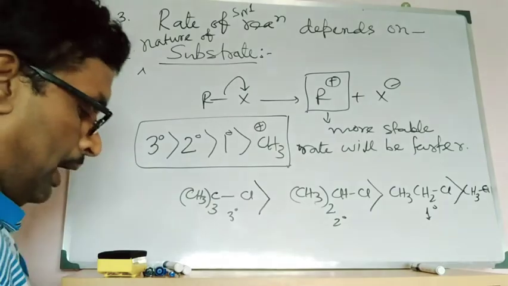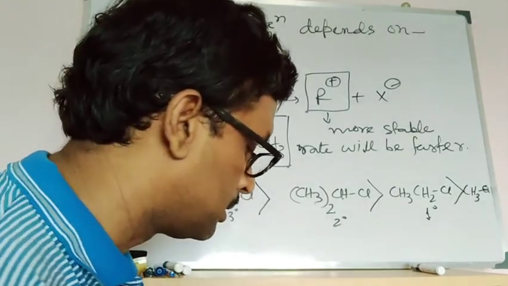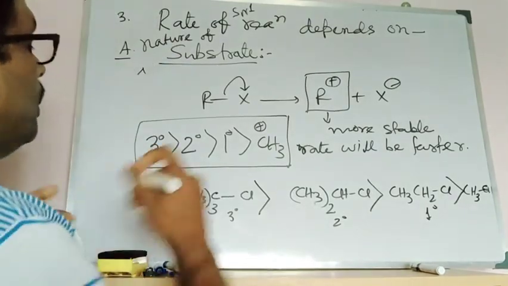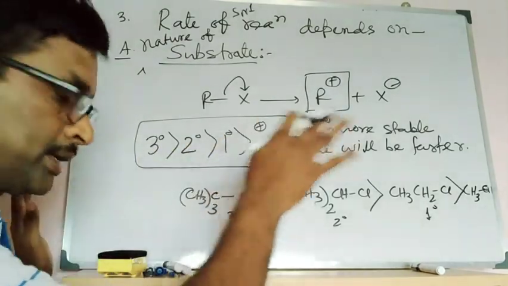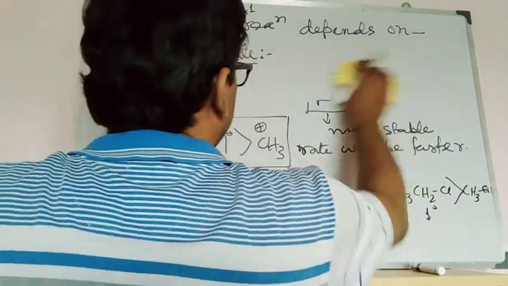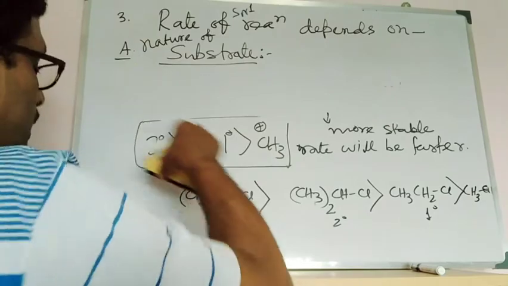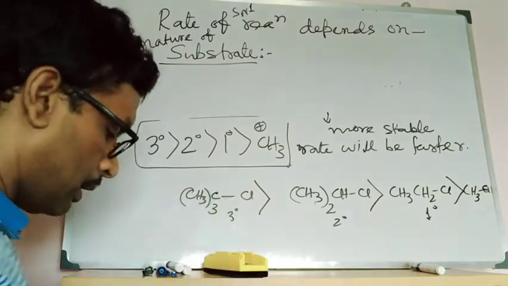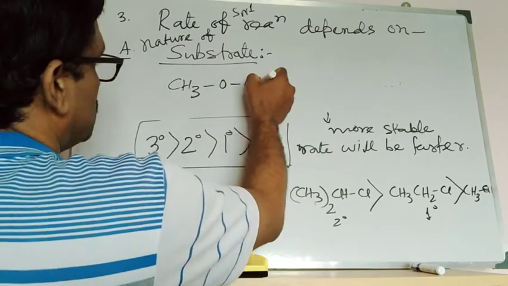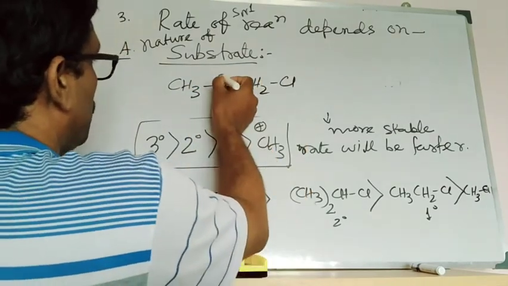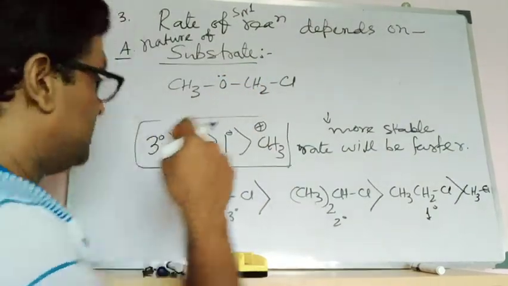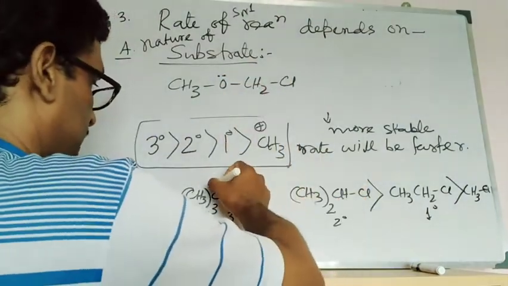So we may take other examples so that other factors can be considered. Why is this one more stable? That is the plus I effect and hyperconjugation. We know all about this. Now the second example of substrate dependence is this one. Look at this substrate, CH3OCH2Cl, because the lone pair is present here. The heteroatom is present in the alpha position, and this is the reactive carbon. Here the reactive center is this one.